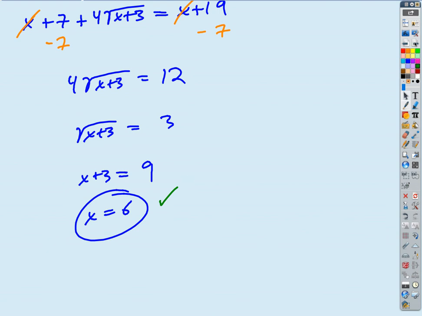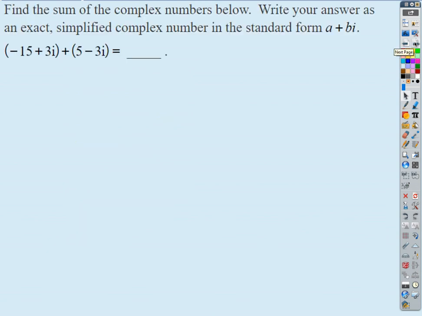All right. Okay, very last two things, extremely simple: adding and multiplying complex numbers. Adding complex numbers couldn't be easier. What do you do? Combine like terms. So I'm gonna combine the constants and the i terms. So we get negative 10 if I combine the negative 15 and the 5, and I get 0 if I combine the 3i and the minus 3i. So there is no i term in this case. That's it.